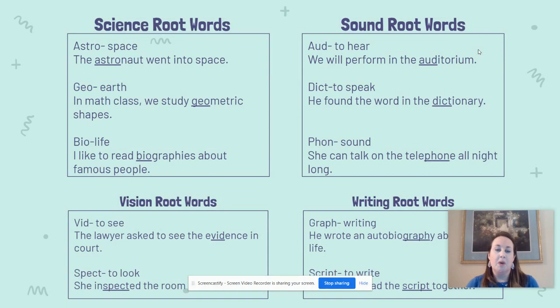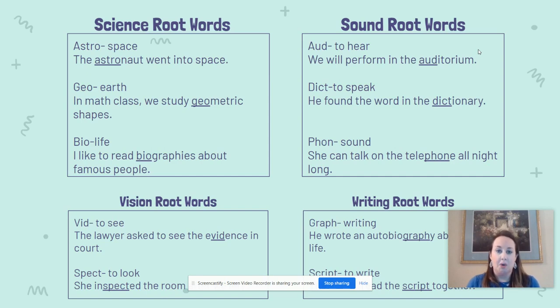Okay, so first, what you see here is I've organized some different root words into categories. We have your science, your sound, your vision, and your writing. With the science words, you're going to think about something that you see with science. So astro, when you see astro or astra, you're thinking of space. For example, the astronaut went into space.